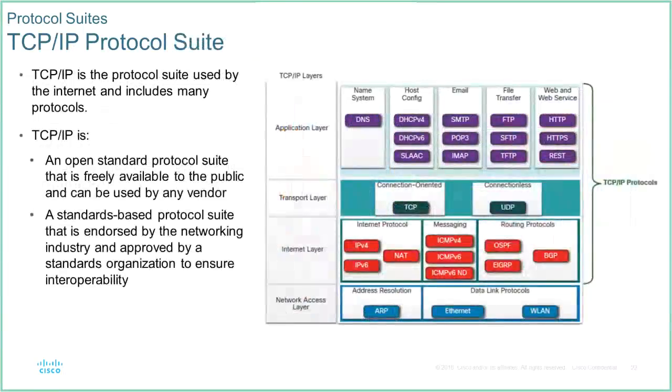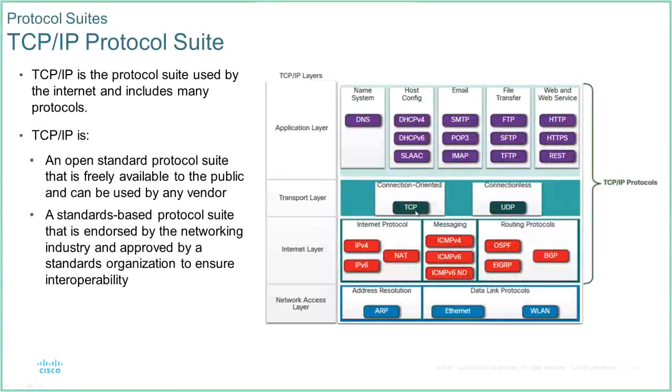What protocols make up the suite? Within the TCP/IP suite, in the application layer, we have the most common ones that people are aware of. Domain name server, dynamic host configuration protocol, our email protocols POP, simple mail transfer protocol, IMAP, which I can't remember what it breaks out to, file transfer protocol, trivial file transfer protocol, hypertext transfer protocol, secure, REST. I'm not sure what that one is. Can't remember off the top of my head, sorry.